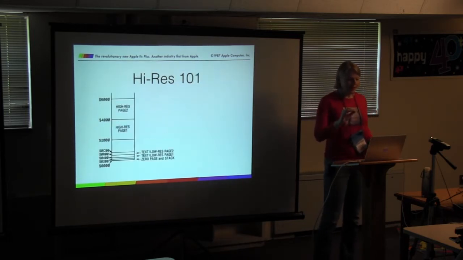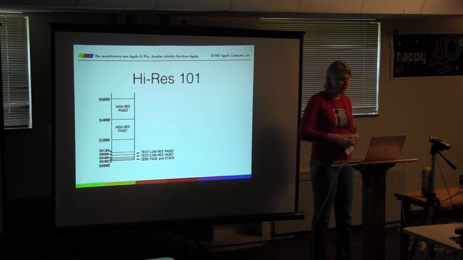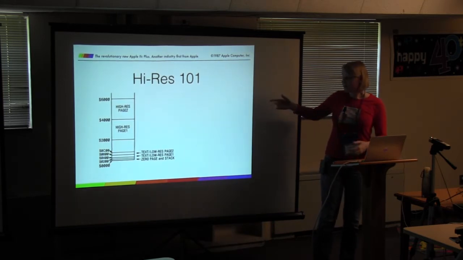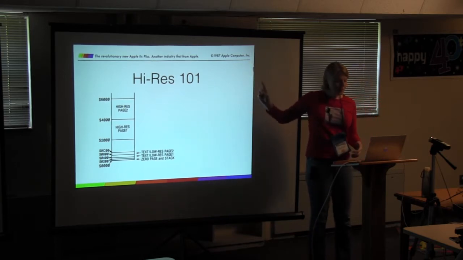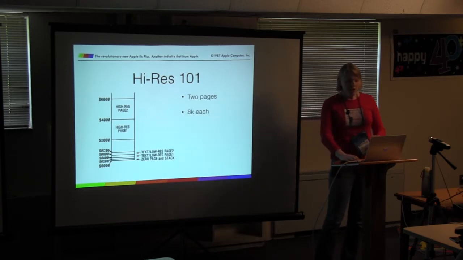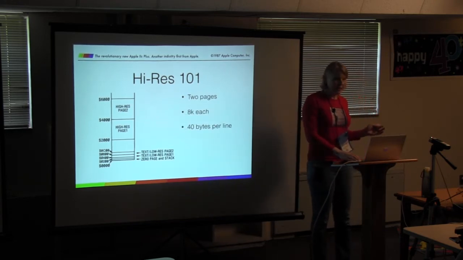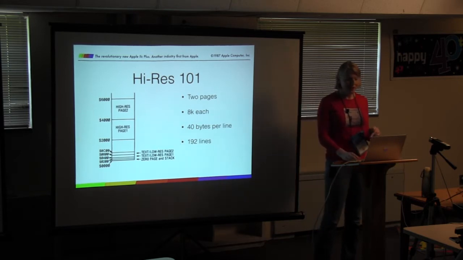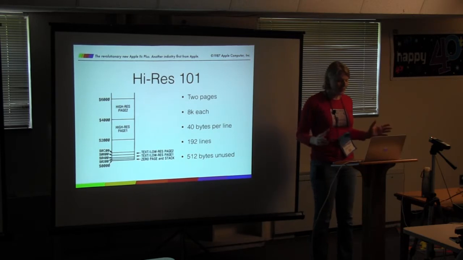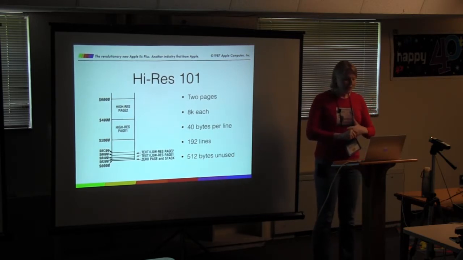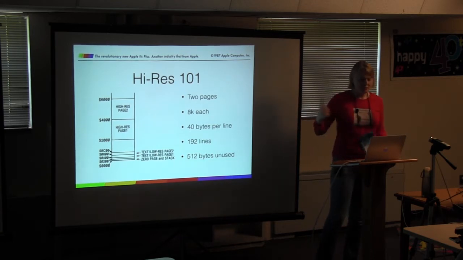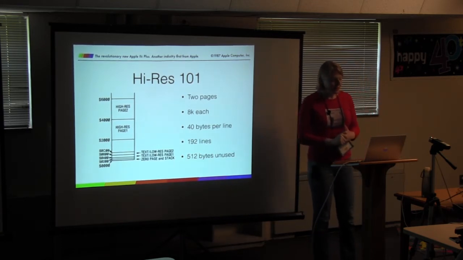All right, so it starts out pretty simple. High-res 101, you've got your memory map here. You've got high-res page 1 at $2000 hex, high-res page 2 at $4000 hex. Simple. There are 2 pages. They are 8K each, which is 40 bytes per line. If you do the math, that is 192 lines. If you do the math again, you find there are 512 bytes unused. That's okay. So there's 192 lines, but note that I didn't say anything about horizontal resolution. We'll get into why that is later.